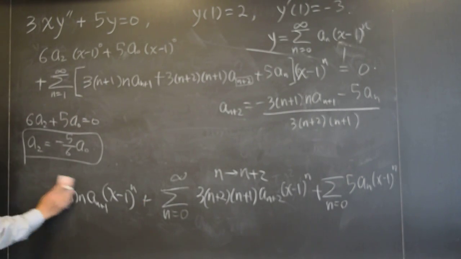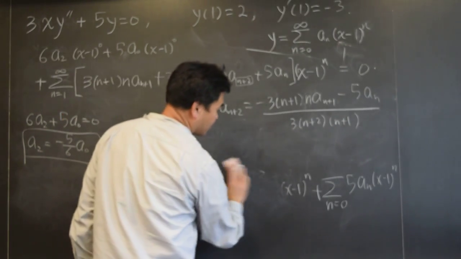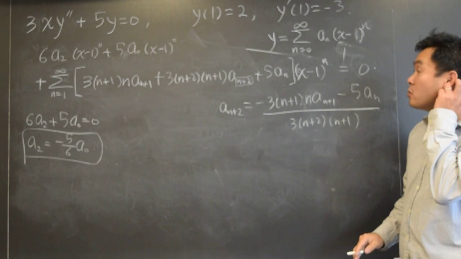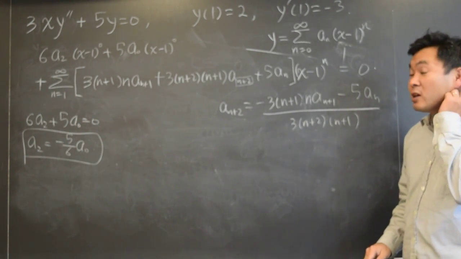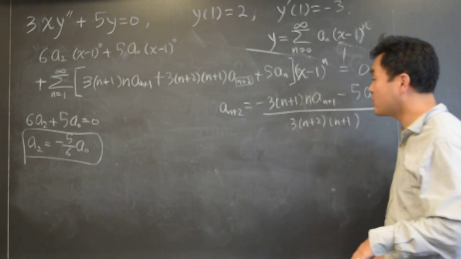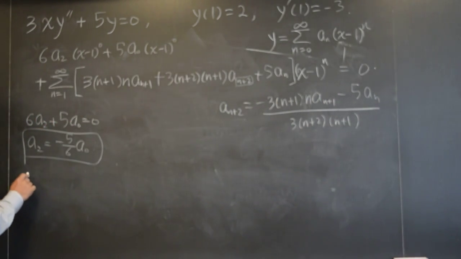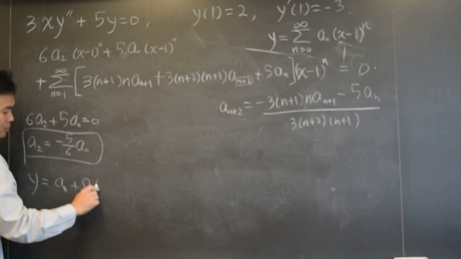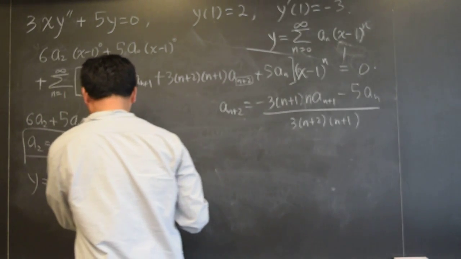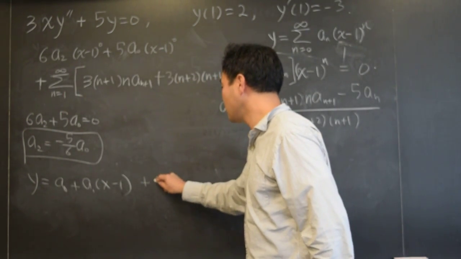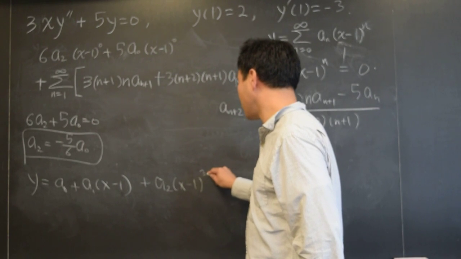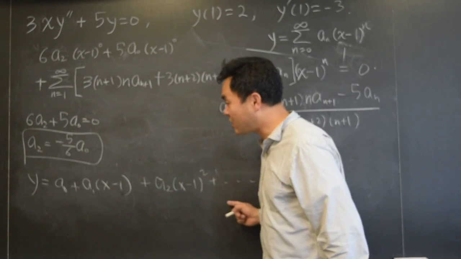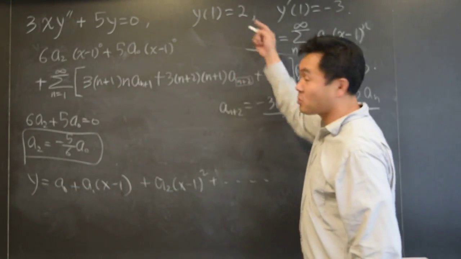All right. Now, what is A0 here? A0 will be 2. A1 will be negative 3. That's because if you write out what that y is, A0 plus A1, it's centered at 1, so it's x minus 1, A2, x minus 1 squared, and so on and so on. So if you plug in 1 on both sides, everything vanishes except A0. So A0 must be 2.